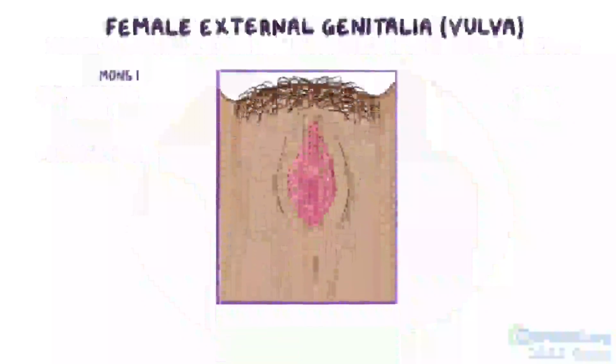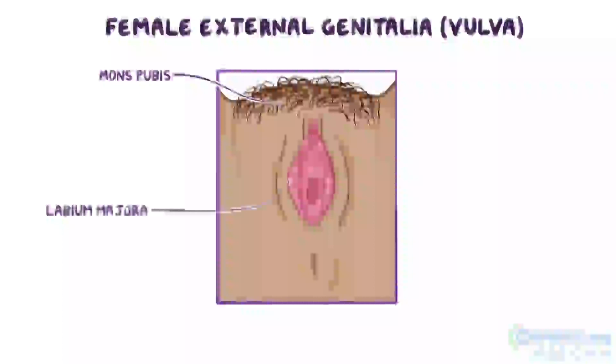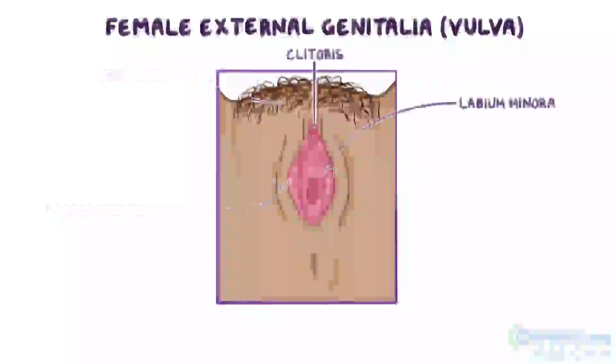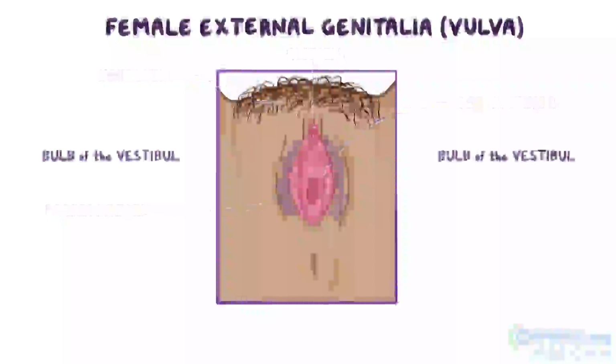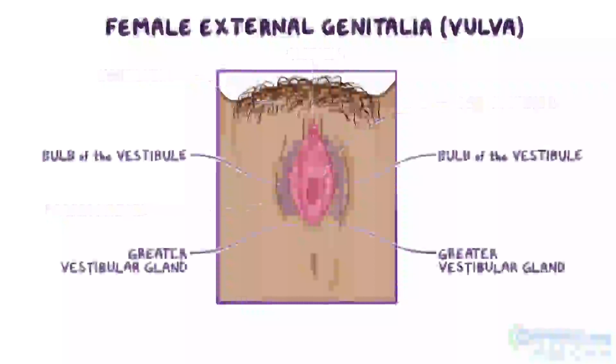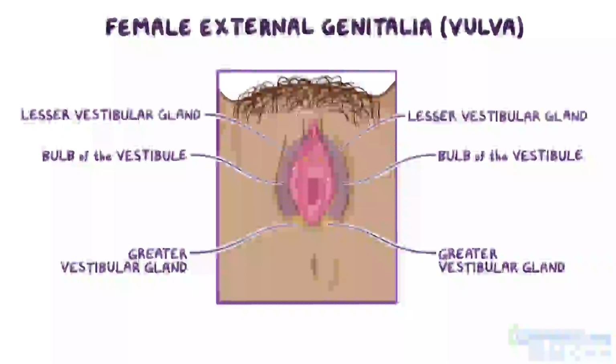Let's start with talking about the female external genitalia, also called the vulva, which includes the mons pubis, the paired labia majora, labia minora, and the clitoris, as well as deeper structures, the bulbs of the vestibule, the greater vestibular glands, and the lesser vestibular glands.